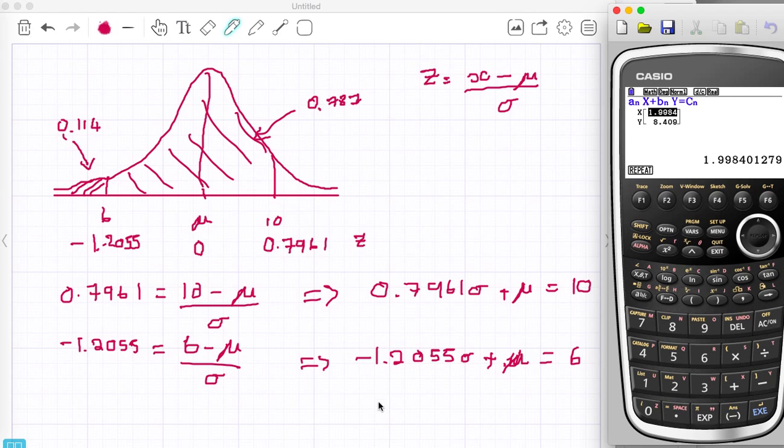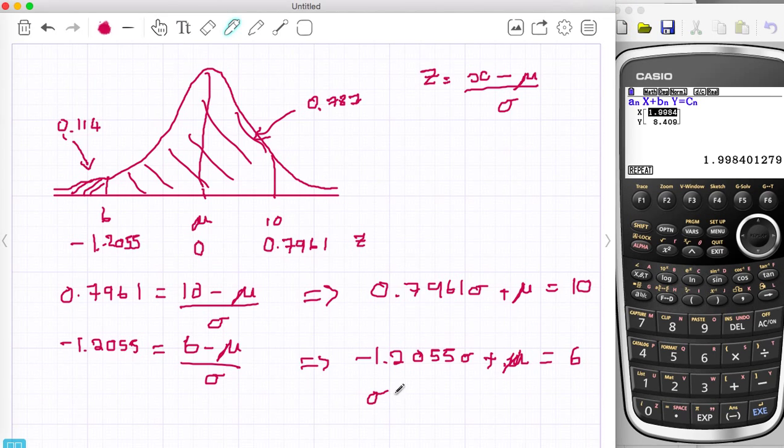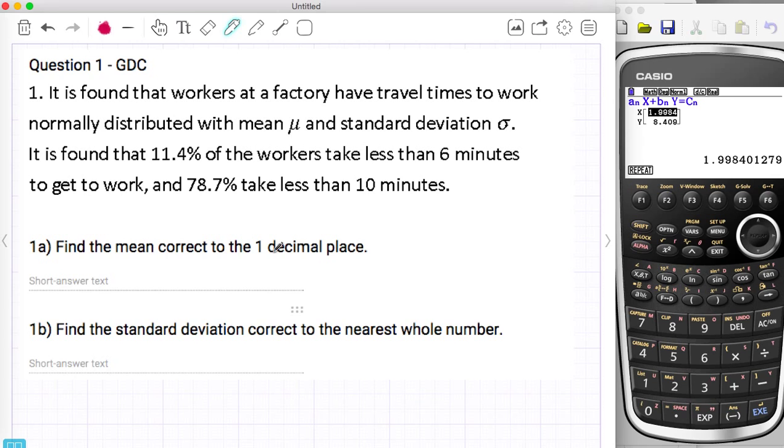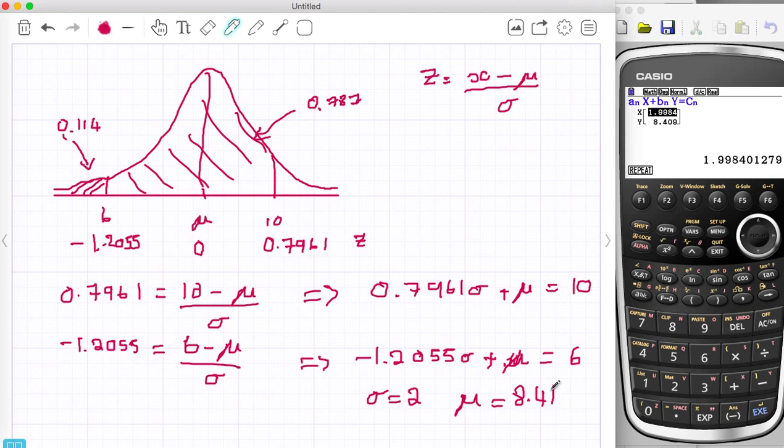So my sigma value to the nearest whole number is 2, and my mean is 8.41. Let's just double check. Mean correct to one decimal place, standard deviation to the nearest whole number. So I don't want the 1 to the nearest decimal place. So it's 8.4 and 2.